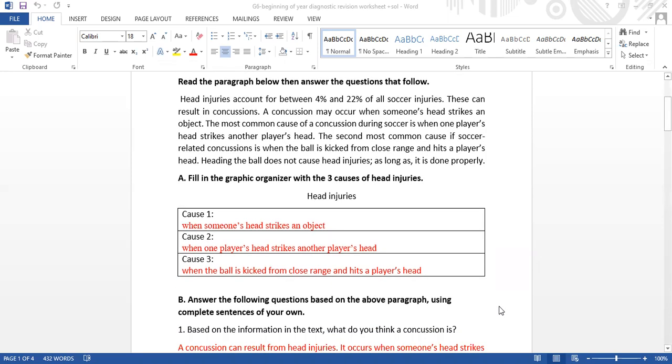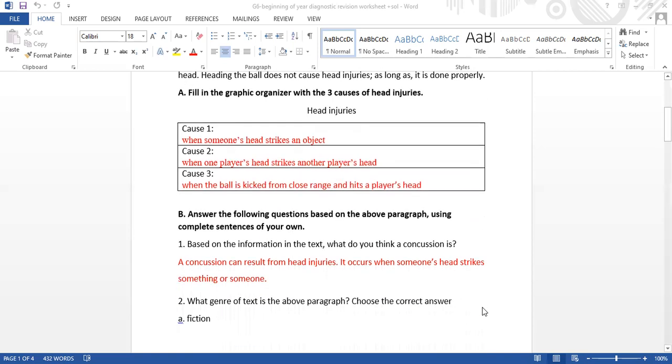So the first cause was when someone's head strikes an object. So when someone's head strikes or hits an object, this causes a concussion. The second cause is when one player's head strikes another player's head. And the third cause is when the ball is kicked from close range and hits a player's head. These are the 3 causes or the 3 factors that can cause a concussion or a head injury.